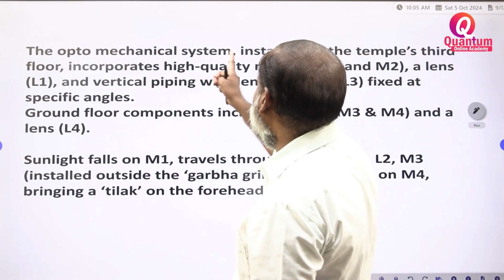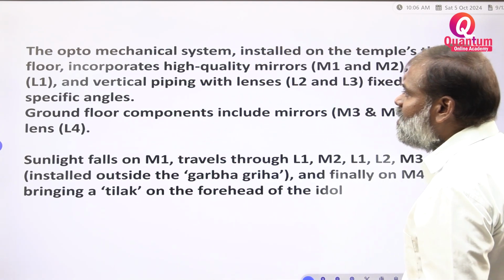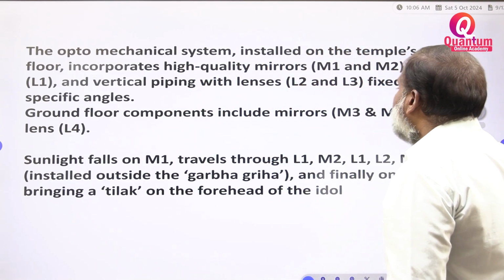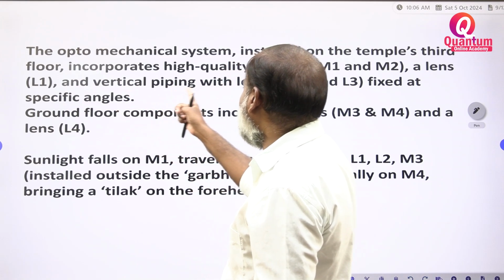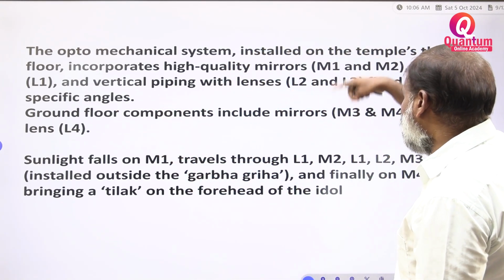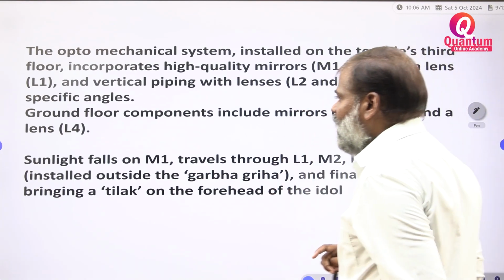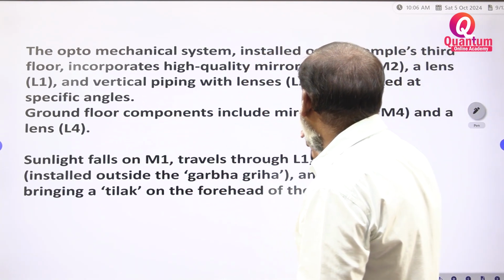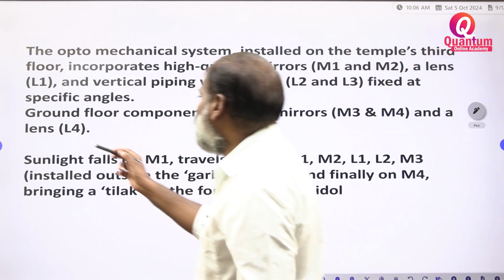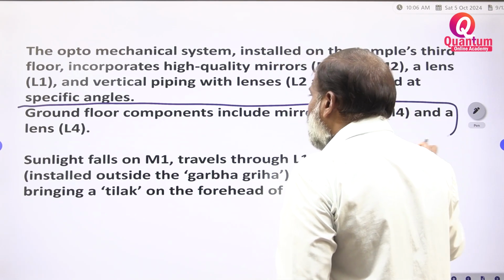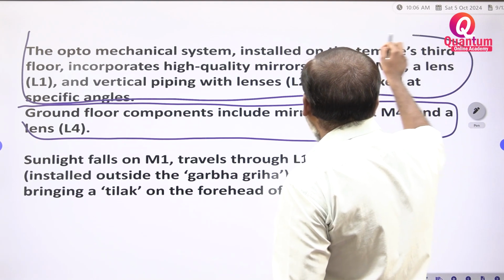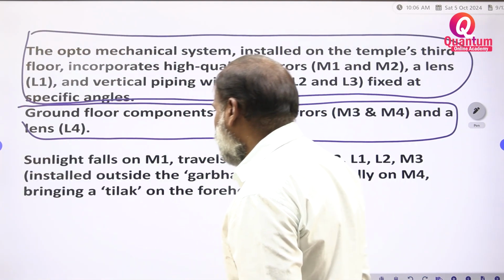The optomechanical system installed on the temple's third floor incorporates high quality mirrors M1 and M2, a lens L1, and vertical piping lenses L2 and L3 fixed at specific angles. All these are on the third floor only. The ground floor components include mirror M3, M4 and a lens L4. These are the ground floor components. The remaining components are on the third floor.